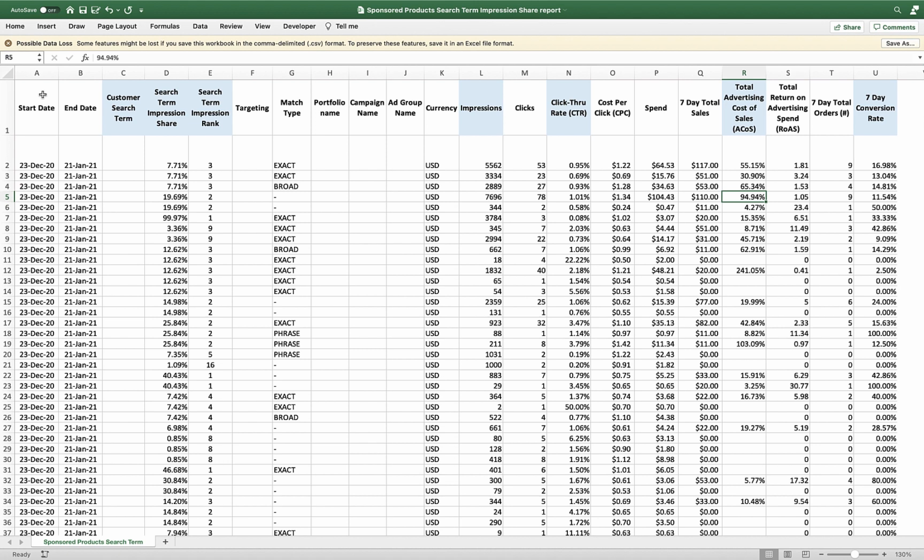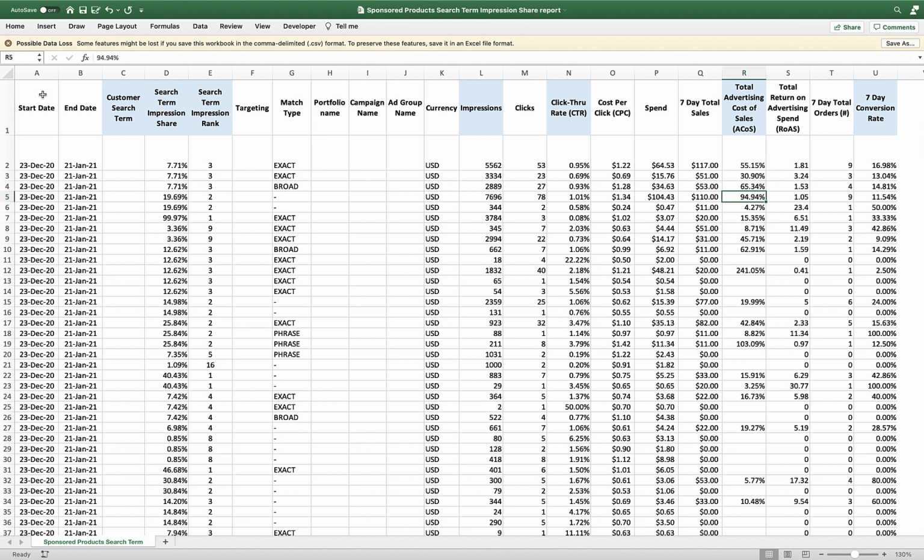Now, the search term could be an individual keyword phrase. It can also be an ASIN, for instance, if an ad shows up on a competitor's product detail page. But ultimately, what this is going to do is show us opportunities where maybe we are underutilizing the ads that we have available to us. And I'll show you how I go through that in this case study.